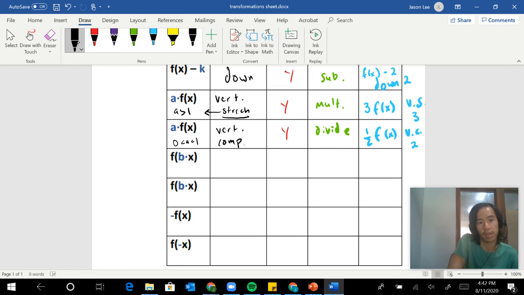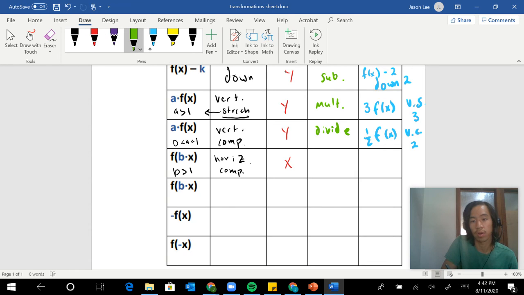All right, let's go on to the horizontals. In the case that b is greater than 1, this is going to be a horizontal compression. Since it's horizontal, it's going to affect the x coordinate. And it's a compression, so we're going to divide. So let's think of an example. Let's get f of 3x. This is going to be a horizontal compression by 3.